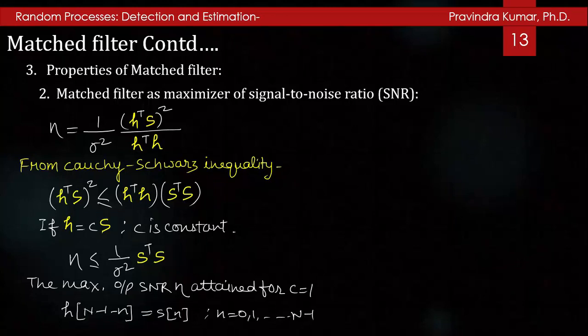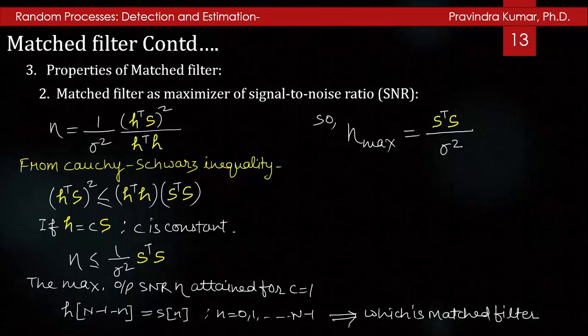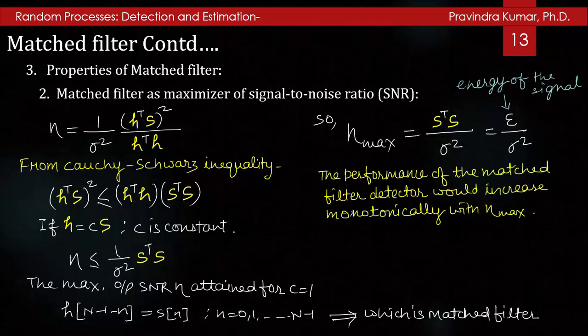So here h[N-1-n] is equal to s[n] for n from 0 to N-1, which is a matched filter. The maximum output SNR will be S transpose S by sigma square, and S transpose S is the energy of the signal, epsilon. So the maximum SNR is the energy of the signal divided by the variance of the noise, epsilon by sigma square, and this is known as the energy to noise ratio. The performance of the matched filter detector increases monotonically with the SNR.